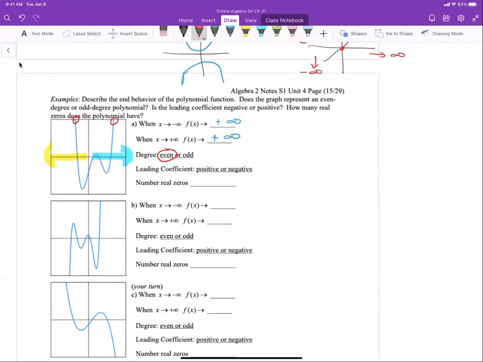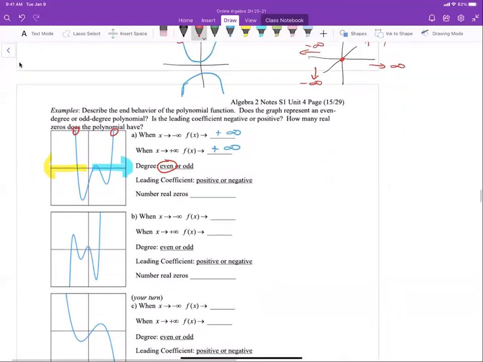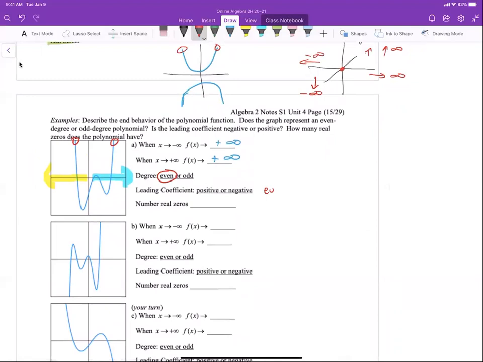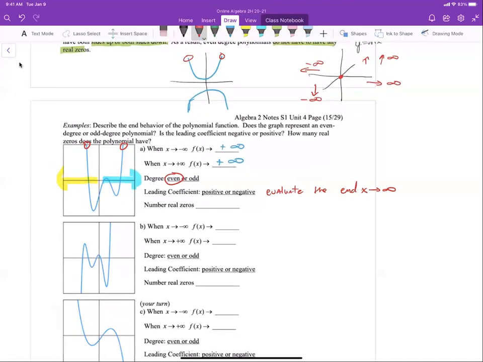Is the leading coefficient positive or negative? How do you answer this question? Evaluate the end behavior as x goes to positive infinity. Okay, so in this situation, as x went to positive infinity, what did y do? It went to positive infinity. So we did not multiply it times a negative number. We didn't flip the sign. So it is a positive coefficient, okay? Number of real zeros: 1, 2, 3, 4. I have 4. Let's do another one.